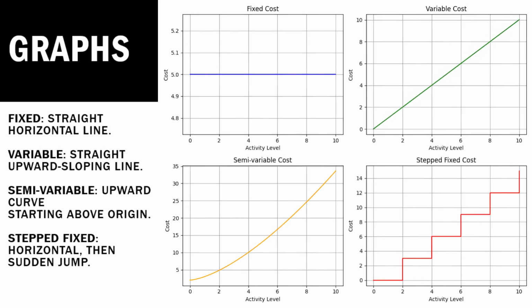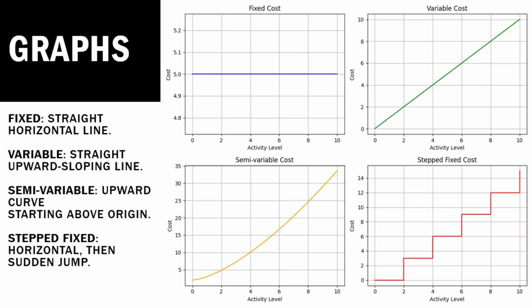Semi-variable cost graph. This line starts above the origin and then slopes upward. It starts above 0 because you pay some fixed base cost even if activity is 0. Then it slopes upward because there's also a variable element.